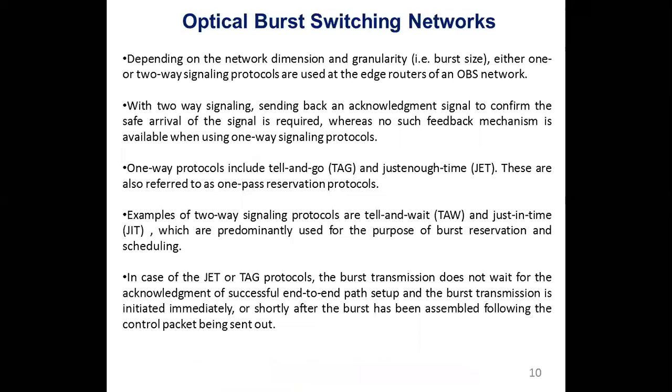So overall, what happens with the OBS? There's some amount of information which is put for the OBS. Depending on the network dimension, that is how long the network is or how short the network is, and what is the granularity, that is how much is the burst size, you can have a one-way or two-way signaling protocol which can be used at the edge routers of an OBS network. If you have two-way signaling, you need to send back an acknowledgement to confirm the safe arrival of the signal. Whereas if you have a one-way protocol, then obviously this kind of feedback is not required.